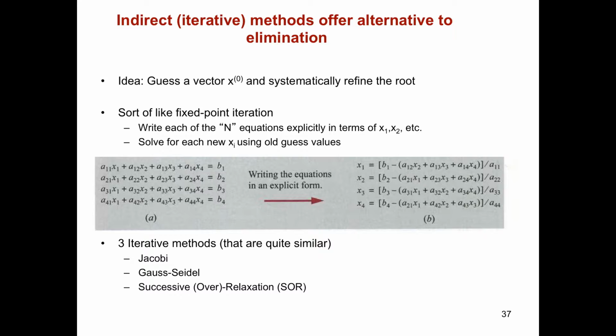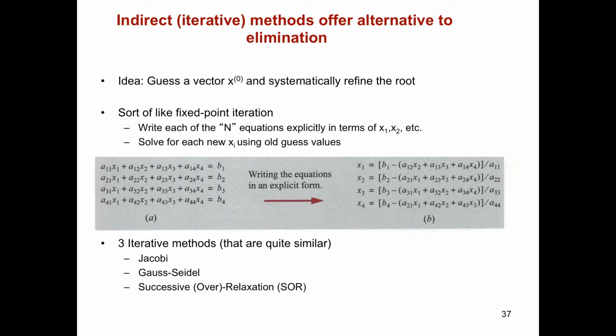Okay? So I start with a guess. On the next step, I improve my guess. On the next step I improve my guess, and I keep improving until when? What do you know about numerical methods by now? When do I stop iterating? I figure out error. What is my error? Okay, but I have a vector solution. A norm of a vector.